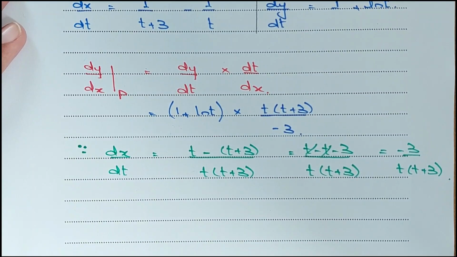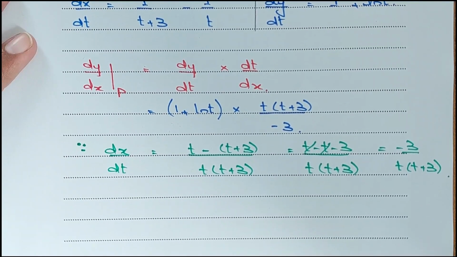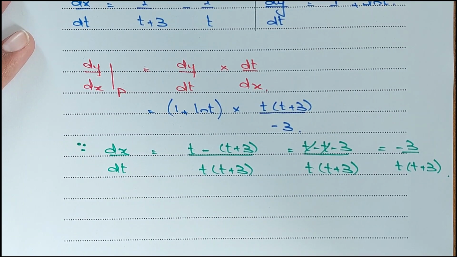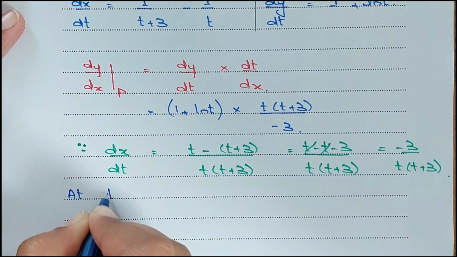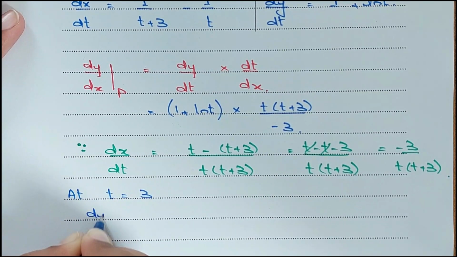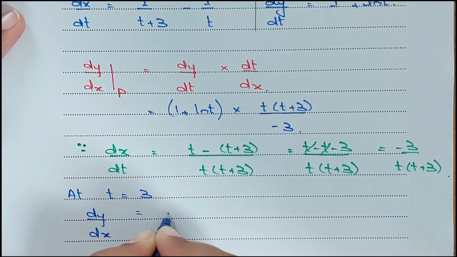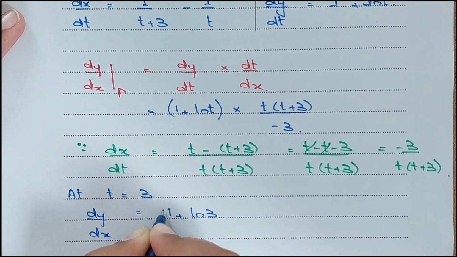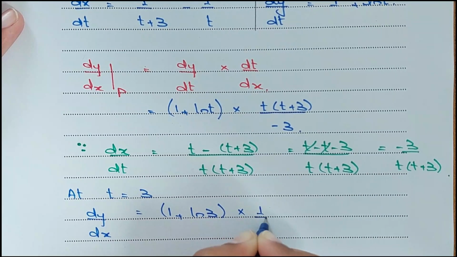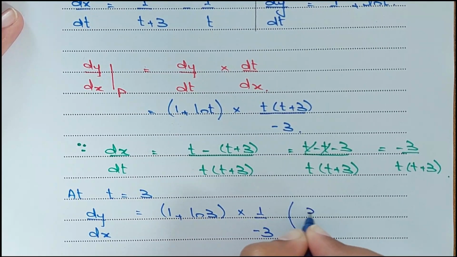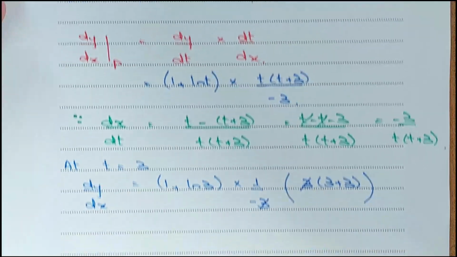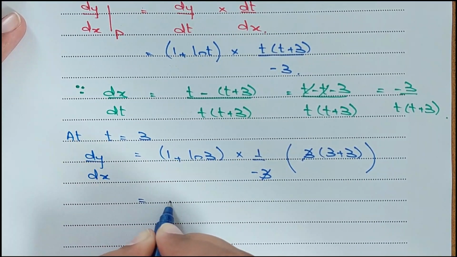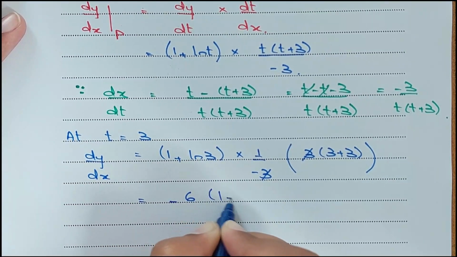Now we have to find the exact gradient of the curve at the point P. So at point P, the t value is 3, because we solved for t. At t equals 3, we have dy over dx is 1 plus ln 3 times 1 over negative 3 into 3 plus 3. 3 is cancelled with 3, so we are left with negative 6 times 1 plus ln 3, right?